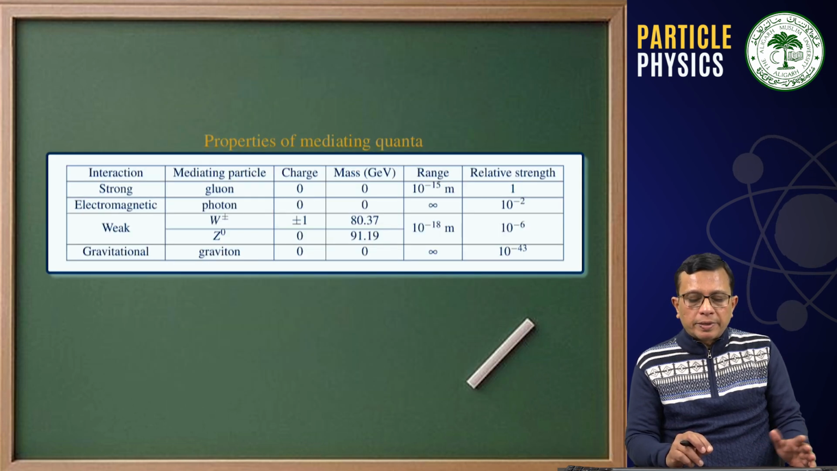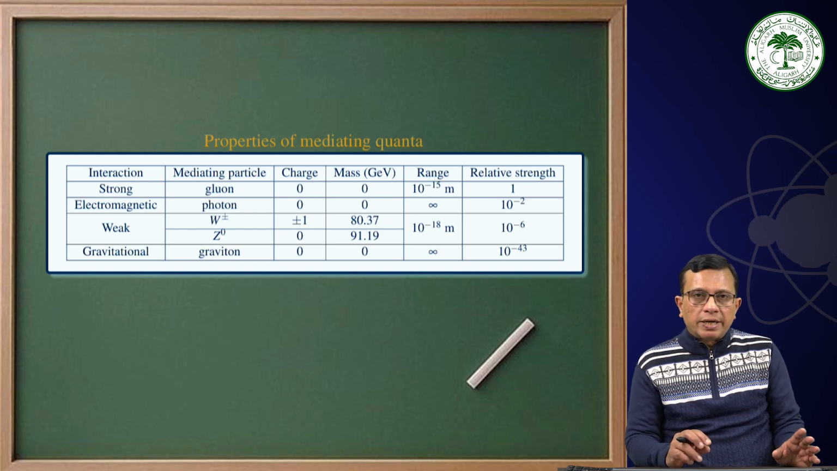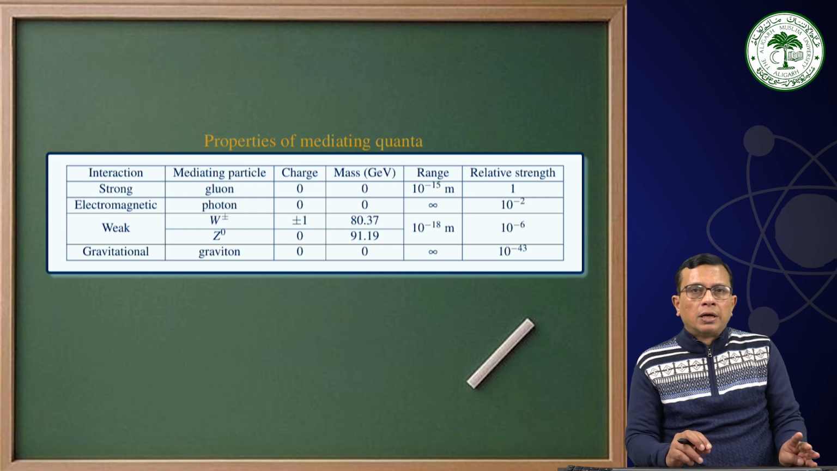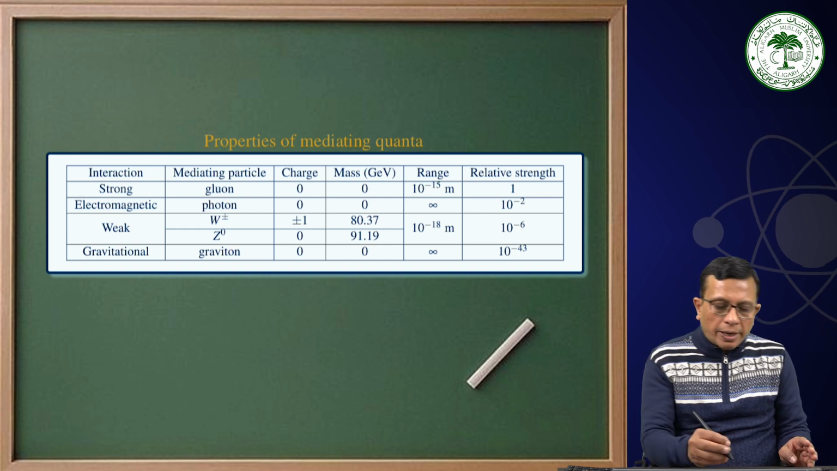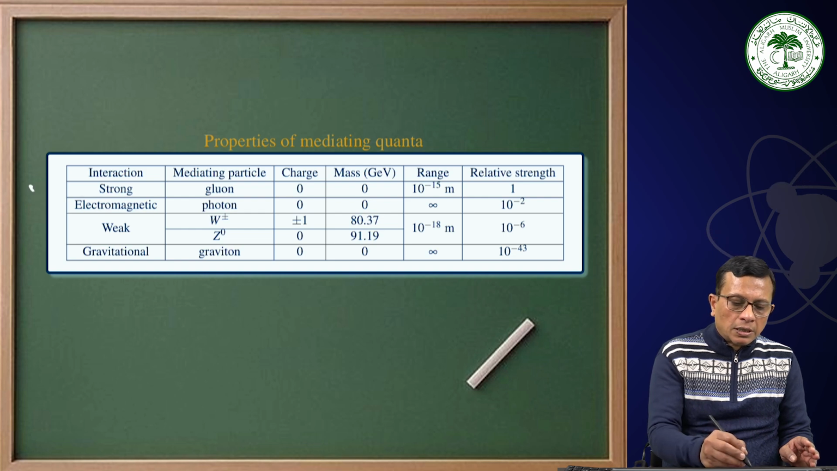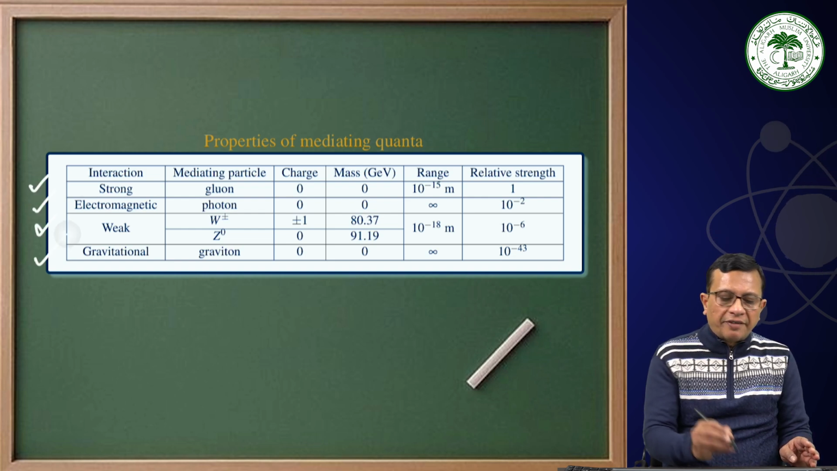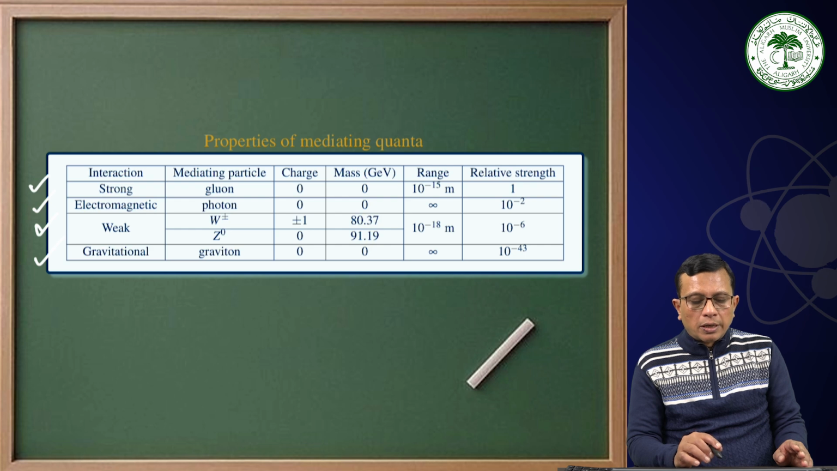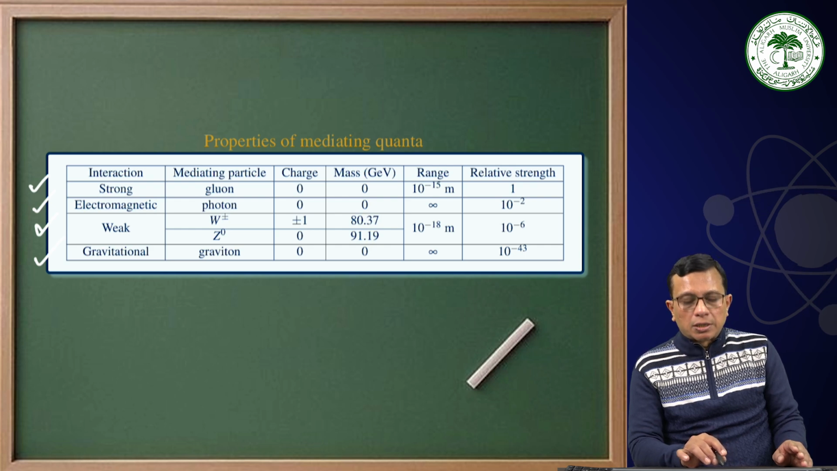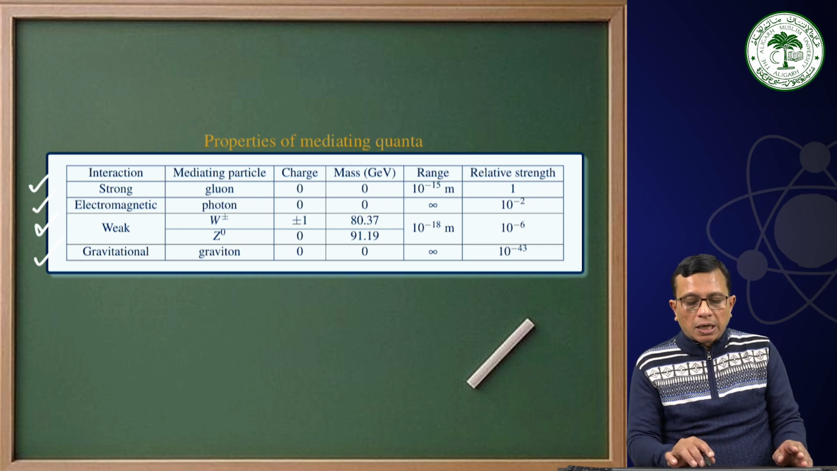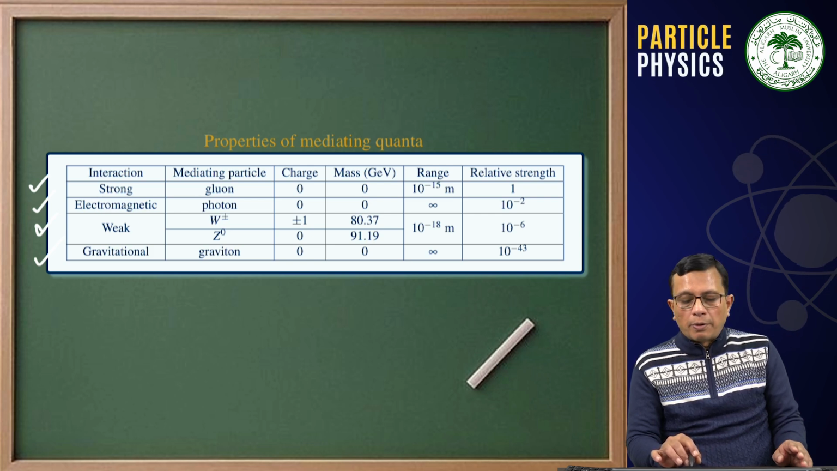Then let me summarize the properties of mediating quanta. As in the first lecture I discussed that there are 4 interactions in nature: strong, electromagnetic, weak and gravitational. The quanta of a strong interaction is gluon, which is chargeless, which is massless, and whose range is 10 to the power minus 15 meters, of the order of Fermi.